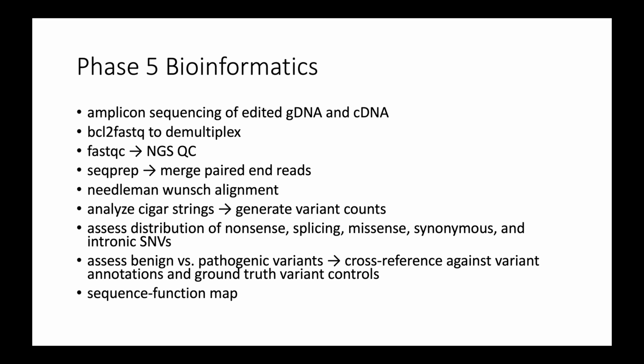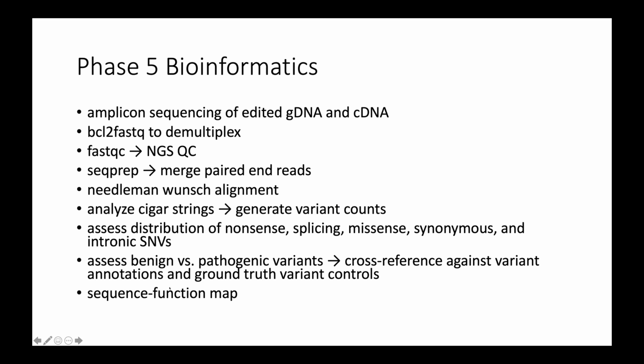NGS experiment. Now, bioinformatics. Most of this pipeline is very classically similar to everyone else's pipelines, right? So you have amplicon sequencing of edited genomic DNA or cDNA, you demultiplex, you QC your reads, you do seq prep to merge paired end reads and also do any adapter trimming. We do global alignment. We then take the cigar strings and we do variant counting.